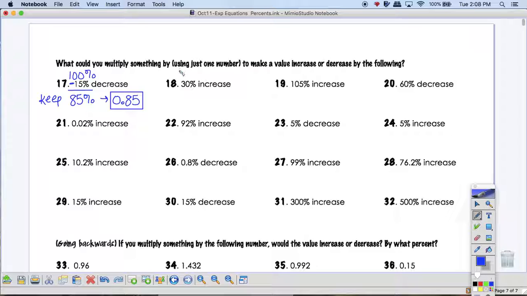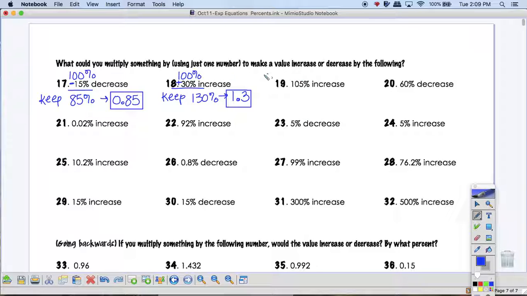If I want to increase 30%, I would need to add 100%, and I would need to keep 130% of the value. Okay, so 130% of the value, I can't put the percent in the calculator, so I would multiply by 1.30 or 1.3.